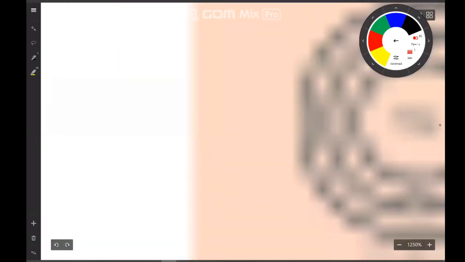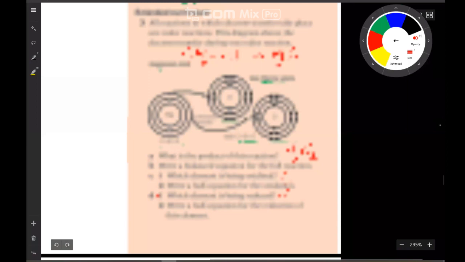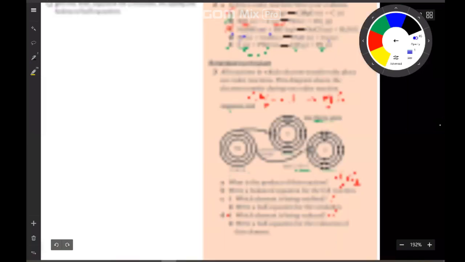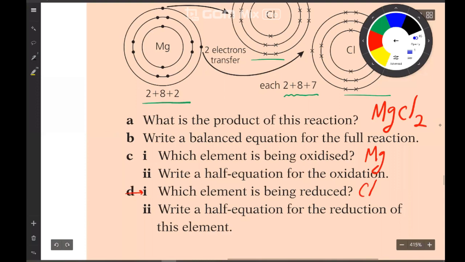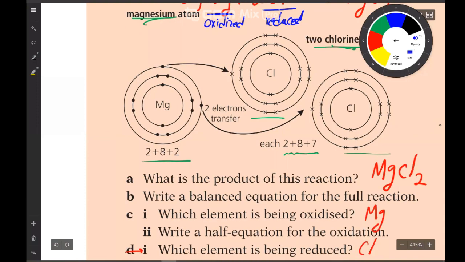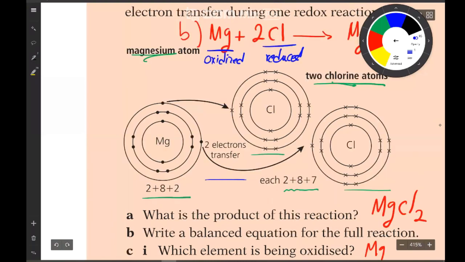So here in these equations that you have here, magnesium is oxidized and chlorine is reduced. Okay, so it's obvious magnesium has lost the electron, as you can see here in this picture, so it is oxidized. Chlorines have gained the electron, so as you can see in this picture, they are reduced.